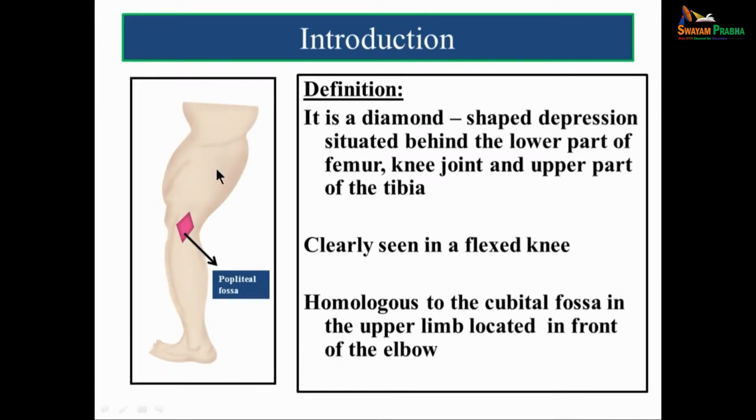Now, you can see this picture on your left side. This is the thigh, this is the knee joint here, this is the calf and the foot here. Now, the popliteal fossa, by definition, is a small diamond shaped depression situated behind the lower part of the femur, behind the knee joint and the upper part of the tibia. The fossa is very clearly seen in a flexed knee, and it is homologous to the cubital fossa in the upper limb located in front of the elbow.